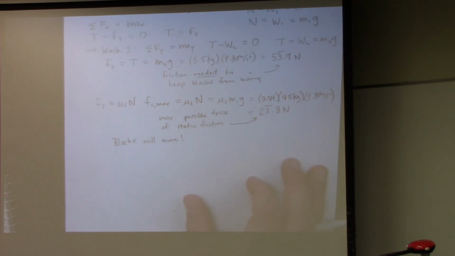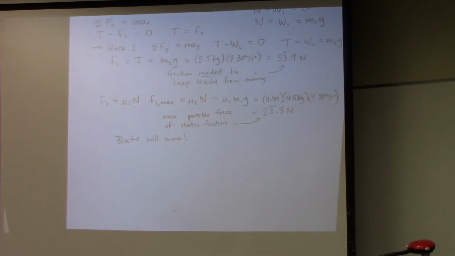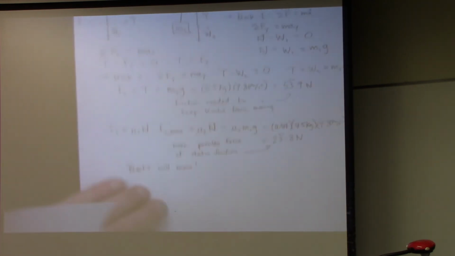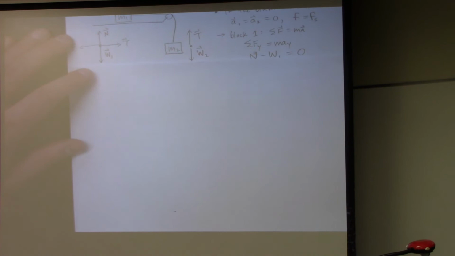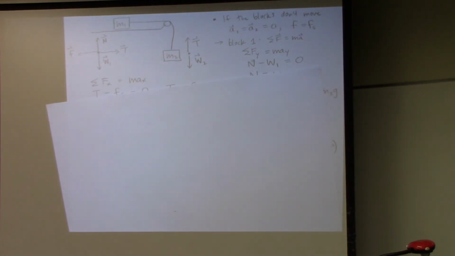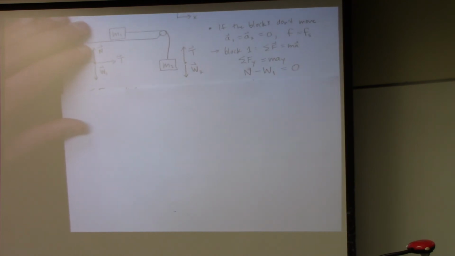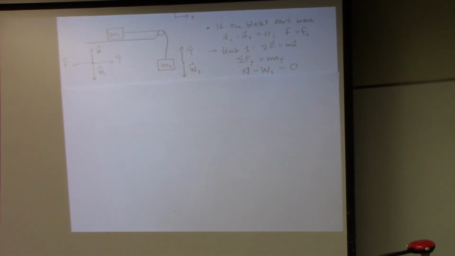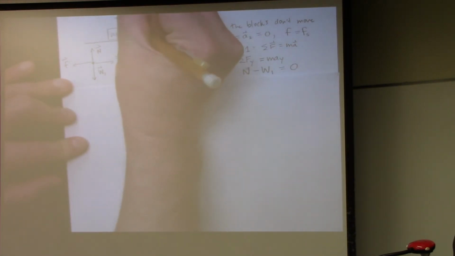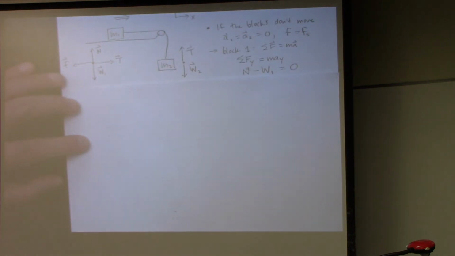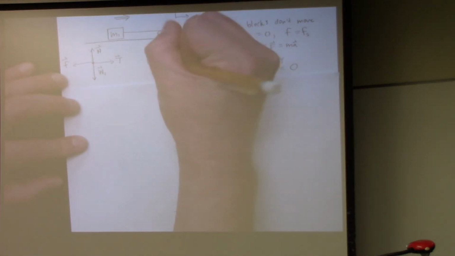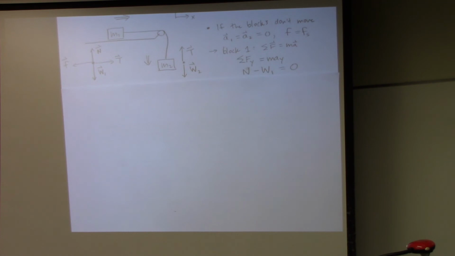The next thing we're going to look at, and I'm going to try to work this out on a separate paper, but use the same diagram as before, so something like this. The next question is, if we set everything in motion where this block is moving to the right and this one is moving down, what's the acceleration of the blocks going to be?